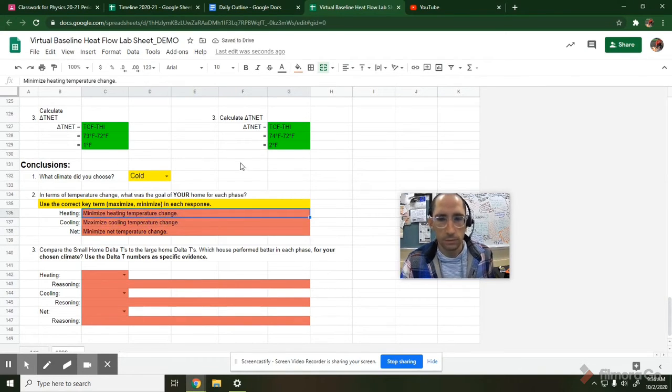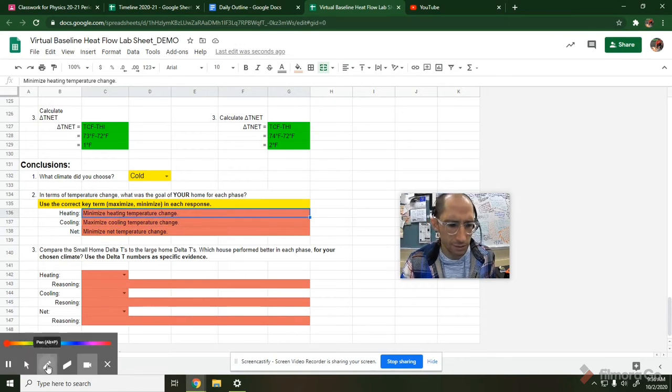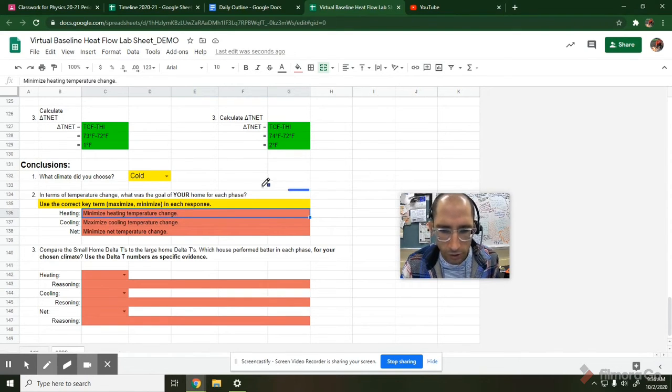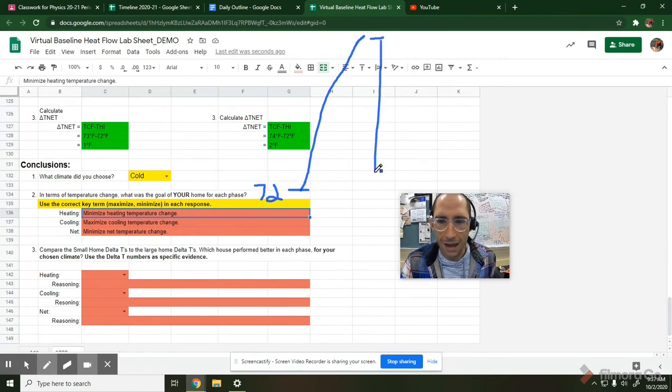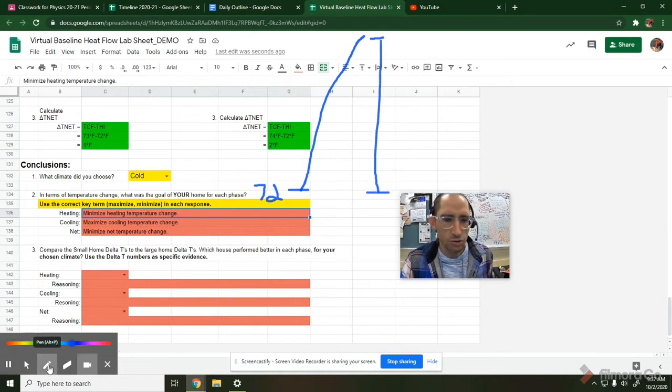Cold climate people, it's kind of the opposite. Imagine you're in the Arctic. I'm in the Arctic Circle. It's about survival, people. And your house starts at 72. Somehow it's 72 degrees in the Arctic. During heating, you want to gain as much heat as possible. You want to maximize your heating temperature change. You want to get toasty. You want to get warm.